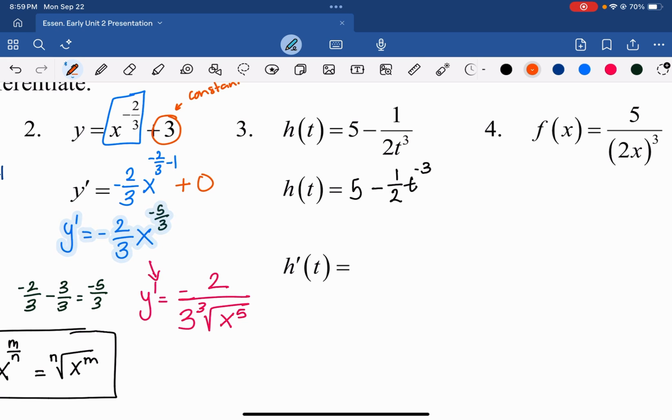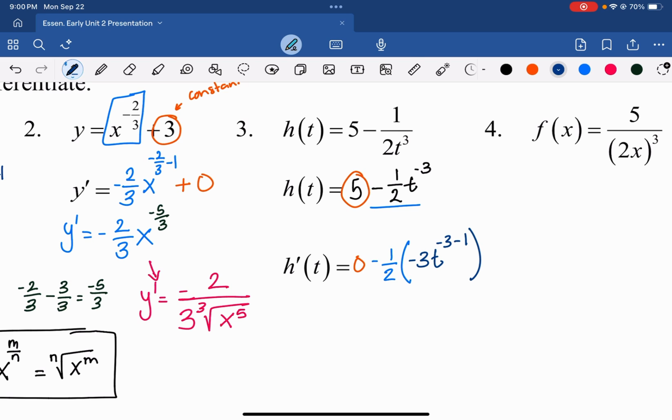Okay, so take my derivative. I'm going to work from the left to the right. So we're going to take the derivative of positive 5, which gives me a 0. And then we're going to take the derivative of negative 1/2 t cubed. Based on our scalar multiple, I can set this 1/2 off to the side and take the derivative of my t to the negative 3. To do that, I'm going to drop my negative 3 to be my coefficient. t to the negative 3 minus 1.